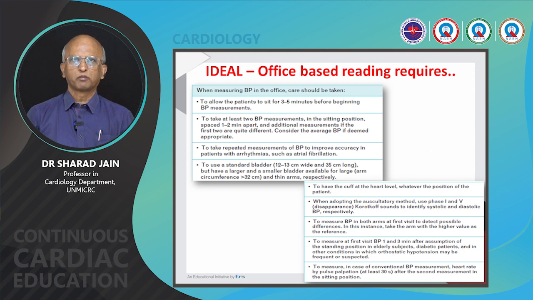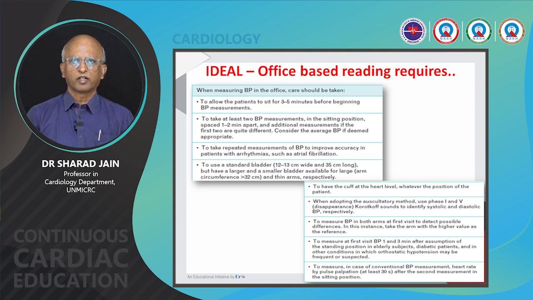The ideal office blood pressure reading requires allowing the patient to sit for at least 3 to 5 minutes before beginning BP measurement, and taking at least 2 BP measurements in the sitting position, separated by 1 to 2 minutes. Repeated measurements should be taken to improve accuracy in patients with arrhythmia such as atrial fibrillation. Use a standard blood pressure cuff that is 12 to 13 centimeter wide and 35 centimeter long, but have a longer cuff and a smaller cuff available for larger arms and for shorter arms respectively.